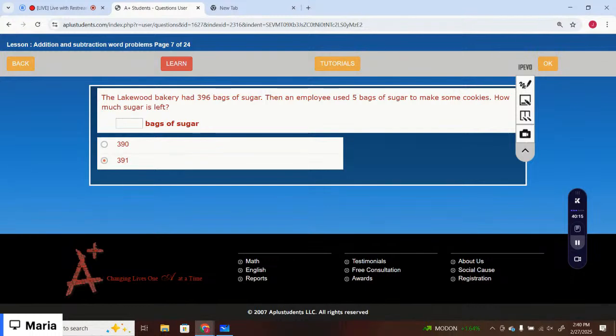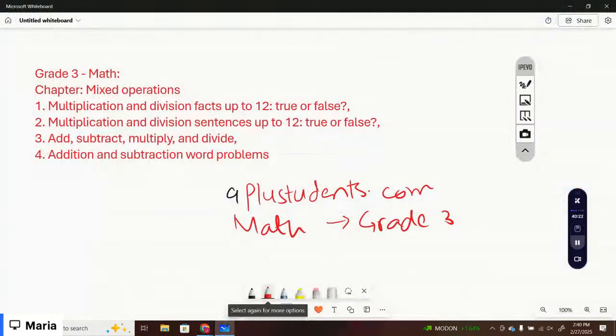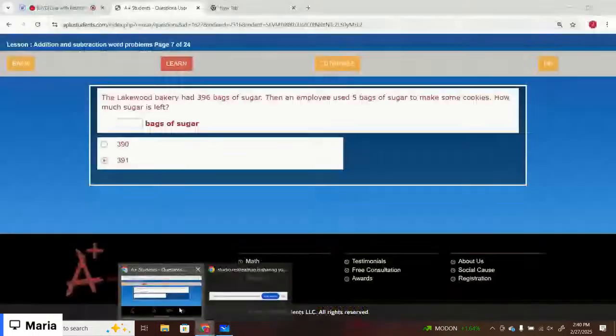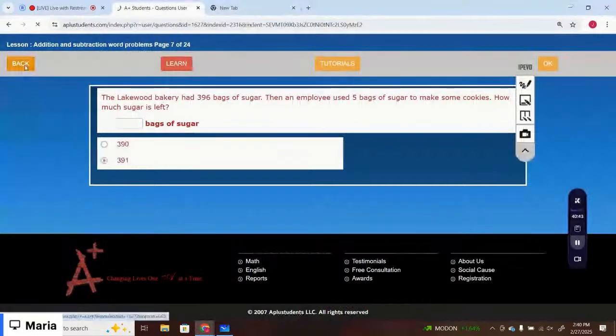So, we were working on grade 3 math. The chapter we are working on is mixed operations. The lessons we have covered today are multiplication and division facts up to 12 true or false, multiplication and division sentences up to 12 true or false, add, subtract, multiply, and divide, addition and subtraction word problems. So please make sure before the next session you can complete all the practice questions for the lessons we just did. That is your homework until next session.